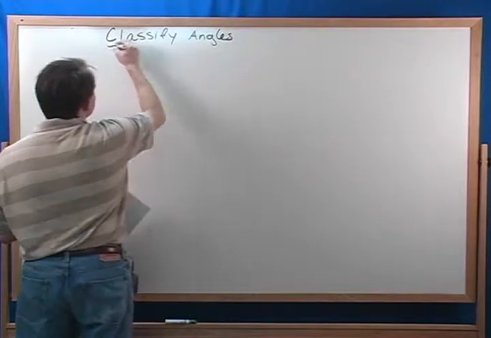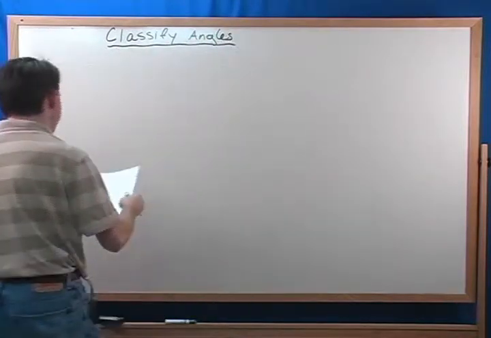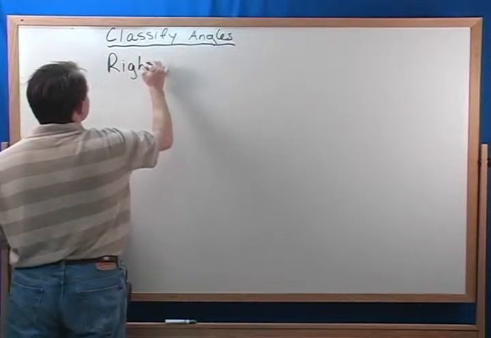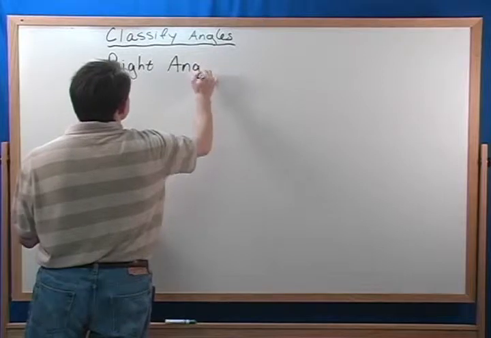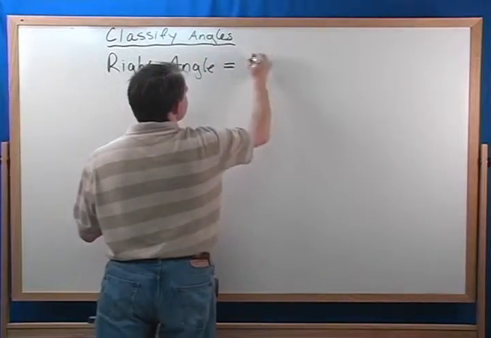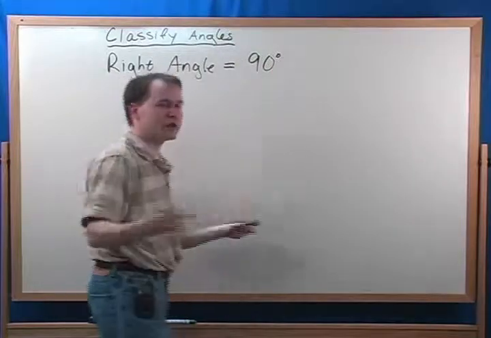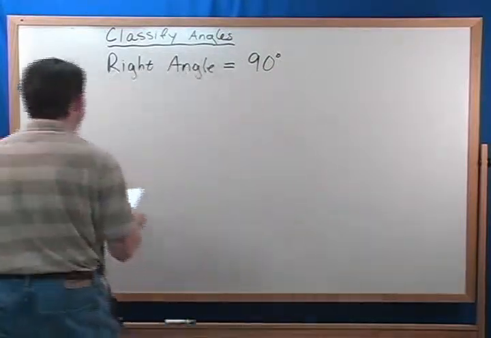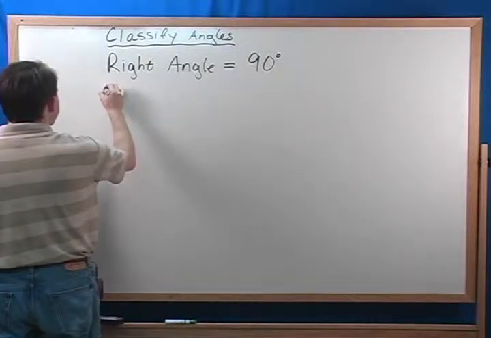The easiest one is the one I'm going to start with first, and that's called a right angle. Just like it sounds, right angle. A right angle is equal to 90 degrees. So we've already learned that. I already told you that's a quarter circle. A right angle is 90 degrees. So let's look at that. How would you draw a right angle?